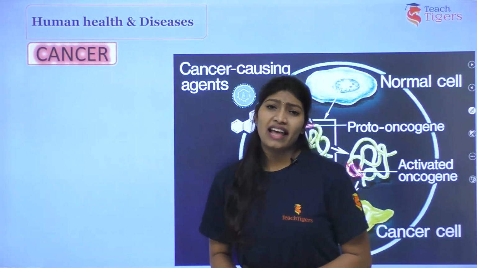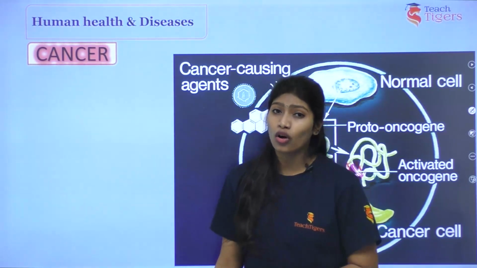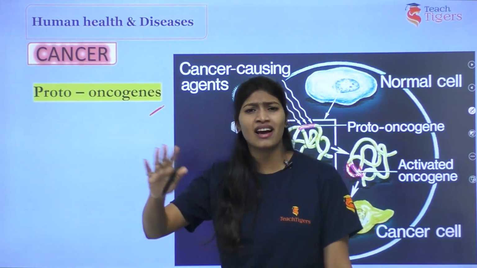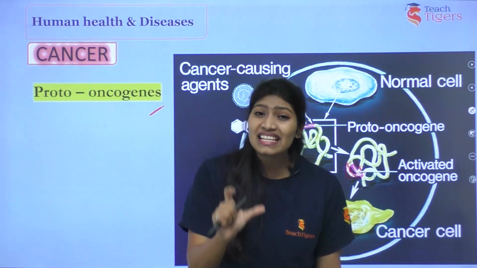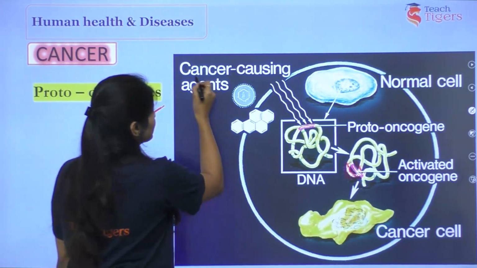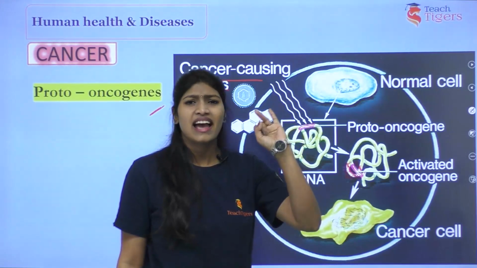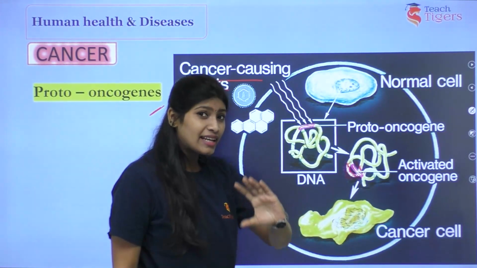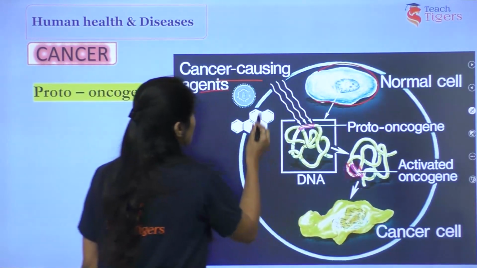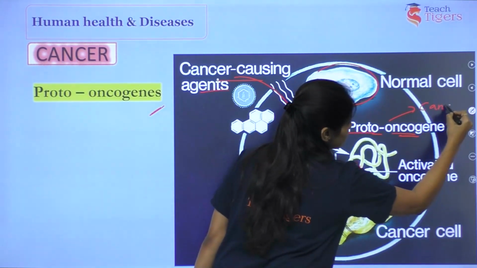There are a few genes in our body which are called proto-oncogenes. Proto-oncogenes are just normal cellular genes, they will divide normally. But on exposure to mutations or cancer causing agents such as radiations, chemicals or any biological agents, this normal cell will change into a cancer cell. How is it going to change? You can see this is how the normal cell looks. On exposure to cancer causing agents, this proto-oncogene becomes an oncogene, which is nothing but a cancer causing gene.